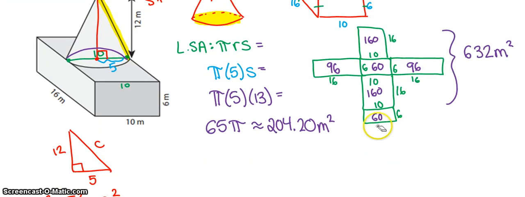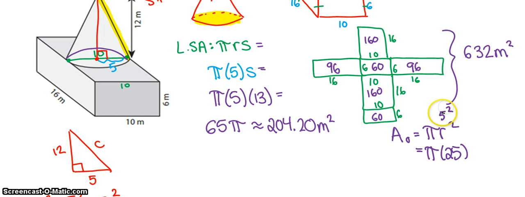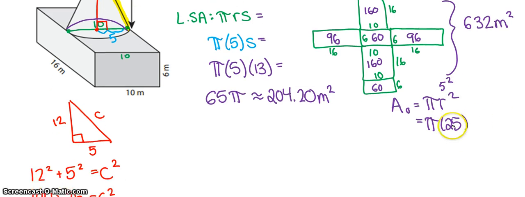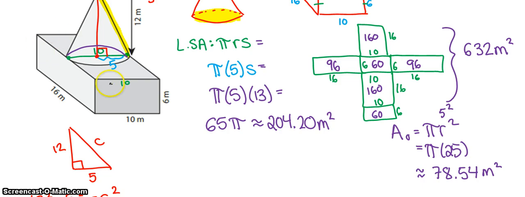So the area of a circle, in general, is equal to pi r squared. Now this circle has a radius of 5, so it's pi times 25, which is 5 squared. Sorry for not showing my work. 5 squared is 25, so it's 25 pi. And if I want to approximate that, I'll plug it in my calculator, 25 times pi, which is approximately 78.54 meters squared.